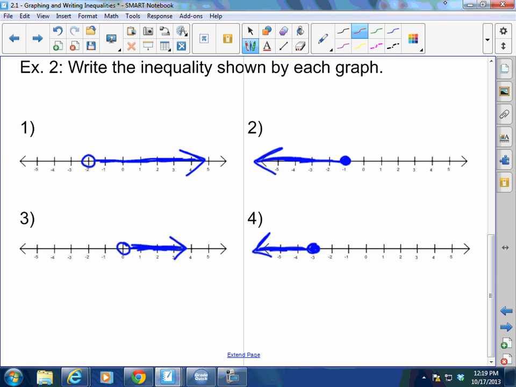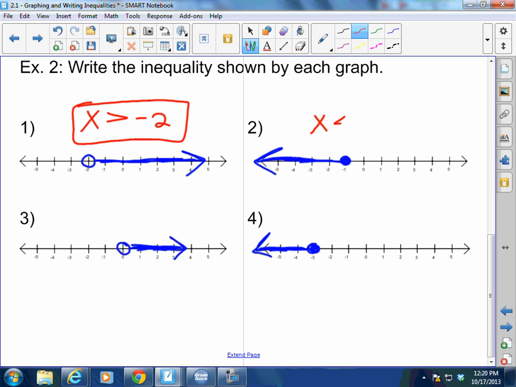Okay, let's see what we got here. Number 1, open circle on the negative 2, shaded to the right. Yes, sir. x is less than negative 2, you mean? Thank you very much. Good job. x is less than negative 2. Good. Number 2, sir. And actually, wait. This is wrong. Hold on. What's wrong with me? This is x is greater than negative 2 because it's going to the right. Sorry, I should have paid attention. Number 2, x is less than or equal to negative 1.